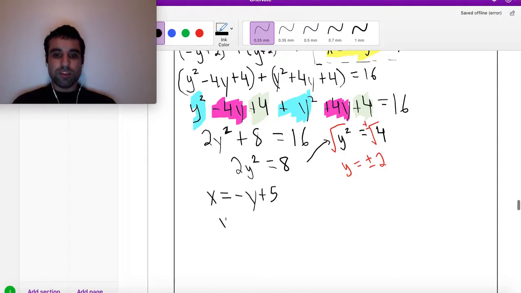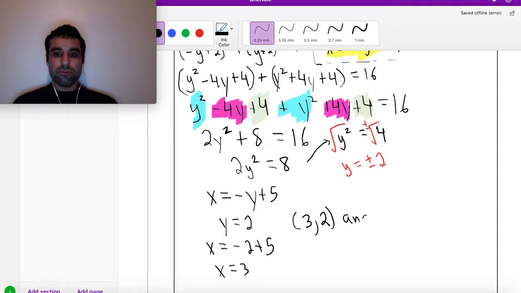So for one of them, I'm going to substitute y equals positive 2. When y equals positive 2, this just becomes negative 2 plus 5, x equals 3. So one of the solutions is that when x equals 3, y is 2. So the point of intersection of the linear equation and the graph will be (3, 2), remembering to put the x value first before the y value.